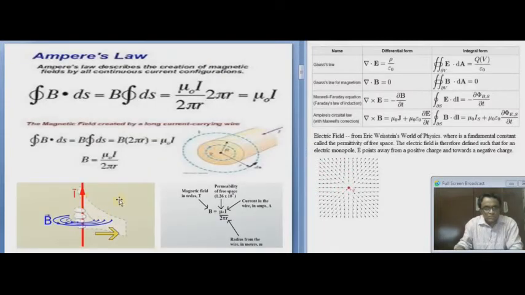So from these two slides we can see how the magnetic field is associated with the flow of electric current, and the total magnetic field due to the flow of electric current is given by B is equal to mu 0 I over 2 pi r. This is the basic equation for how the flow of electric current will generate a magnetic field.